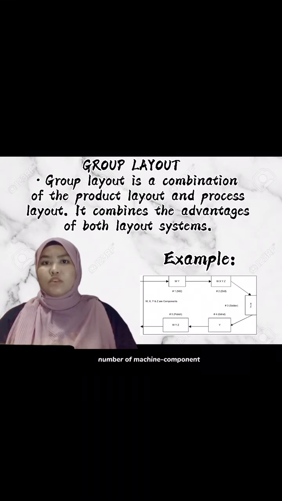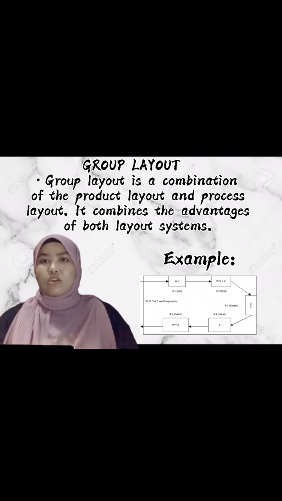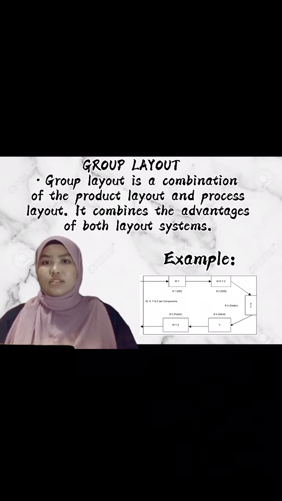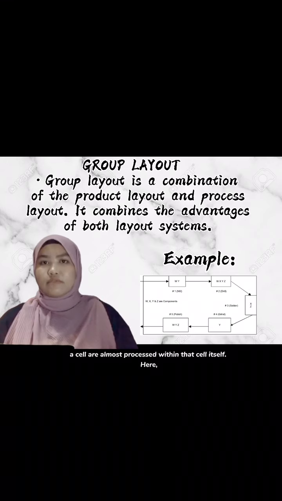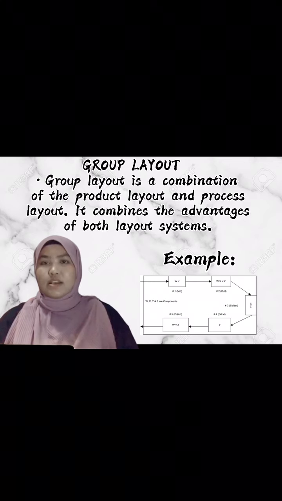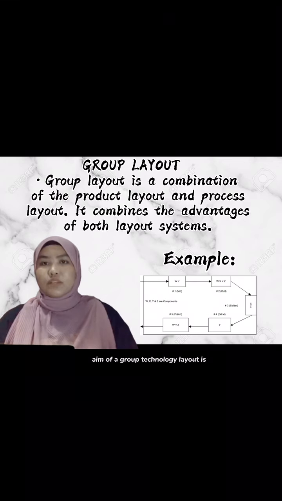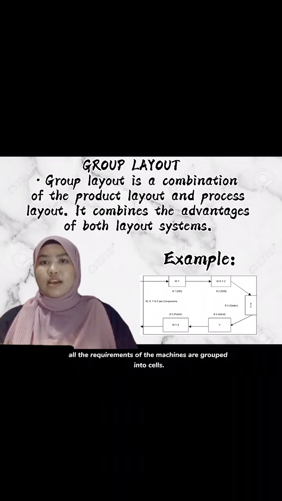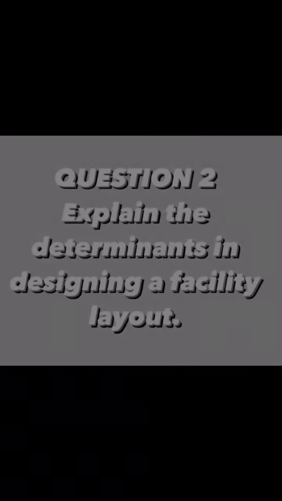into a number of machine component cells or groups, such that all the components assigned to a cell are almost completely processed within that cell itself. Here, the objective is to minimize the inter-cell movements, and the basic aim of a group technology layout is to identify families of components that require similar processing, so that machines satisfying all the requirements are grouped into cells.